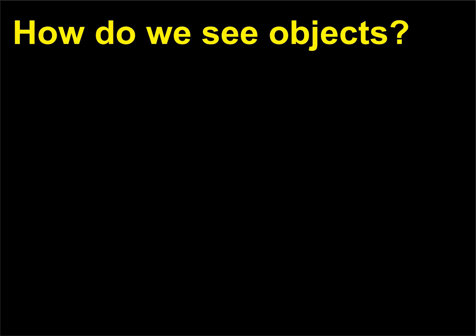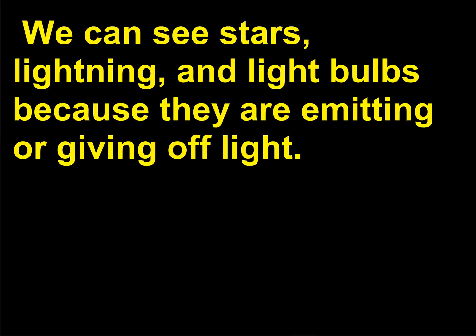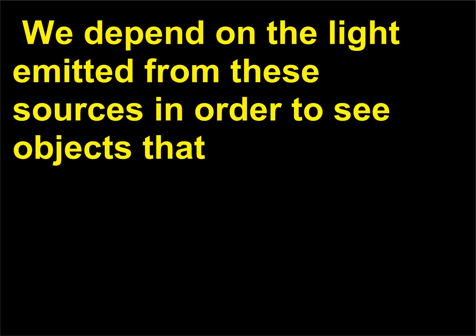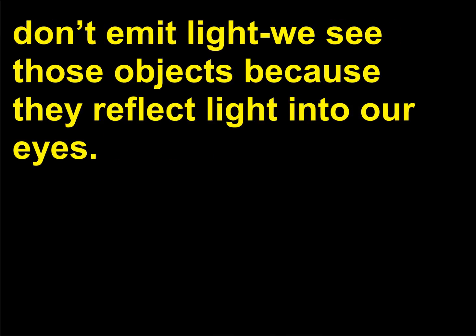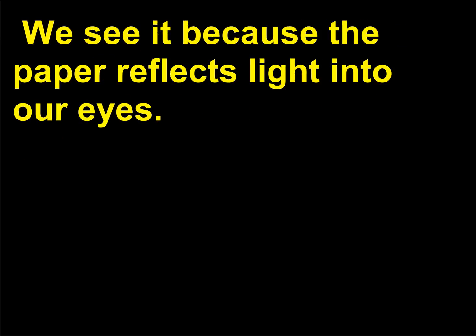How do we see objects? In order to see an object, light from the object must enter our eyes. We can see stars, lightning, and light bulbs because they are emitting or giving off light. We depend on the light emitted from these sources in order to see objects that don't emit light. We see those objects because they reflect light into our eyes. The paper on which this book is printed, for example, does not emit light. We see it because the paper reflects light into our eyes.